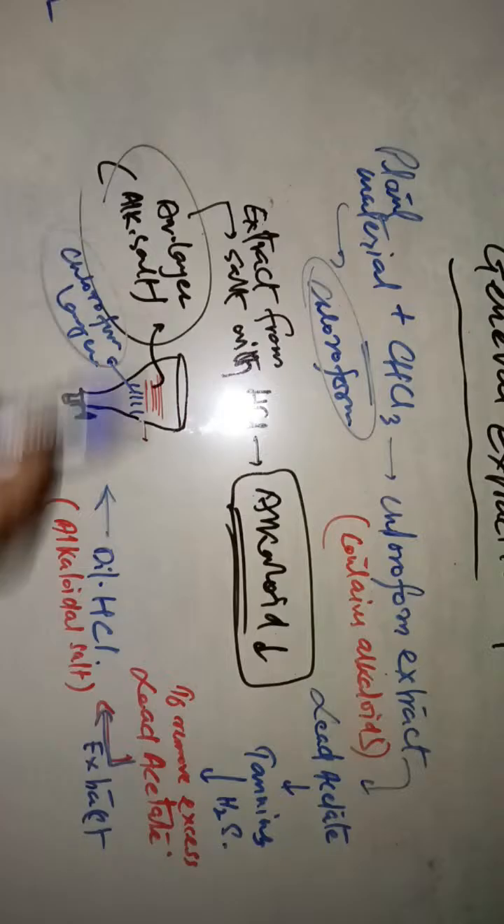You have to remember that the bottom part is the chloroform layer and the top portion is the aqueous layer, and we have to take that aqueous layer and extract with HCl. Okay, then we will find the alkaloid. Okay, now what is the short trick?